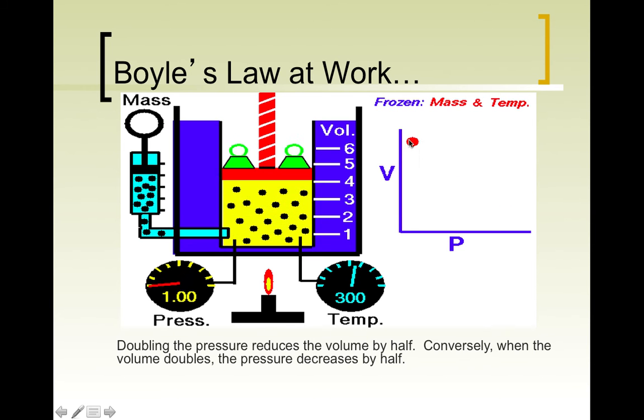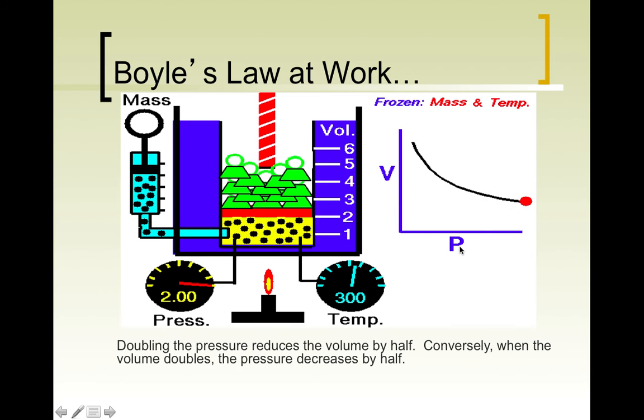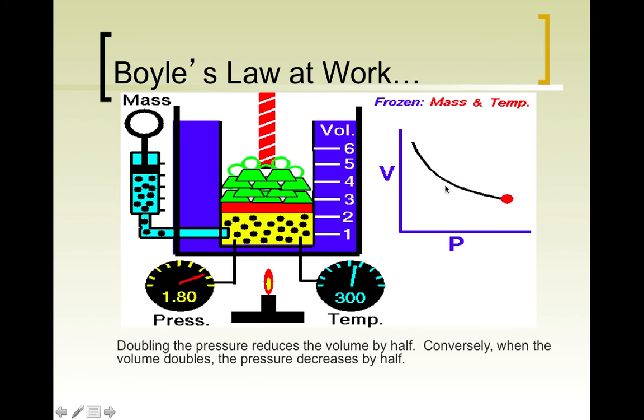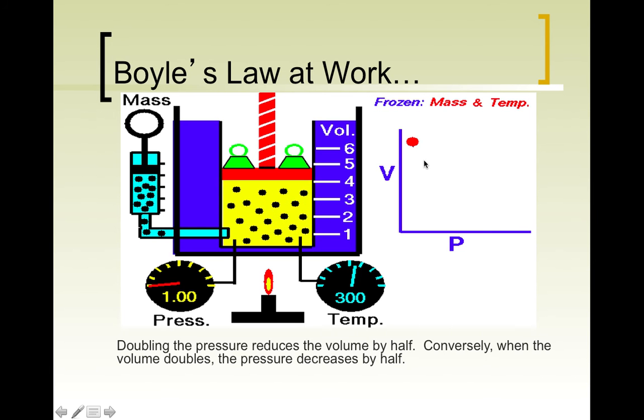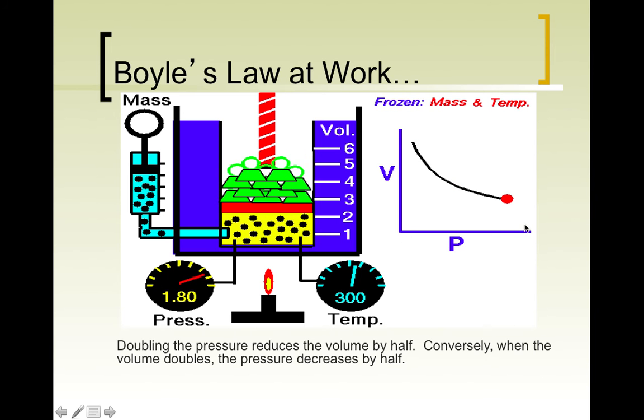And so you can see this curve over here, the graph. It has V or volume on the y-axis, and P or pressure on the x-axis, and I can see that that is considered an inverse relationship the way that graph goes, because as pressure increases, moving from left to right, the volume is decreasing, going from top to bottom.